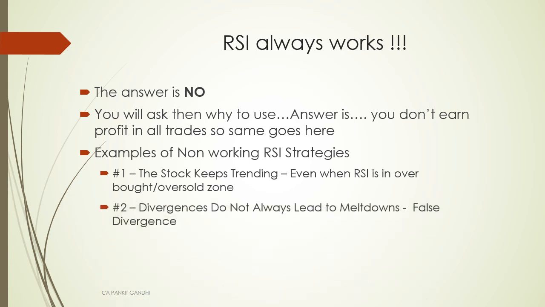There are many divergences, false divergences, I must say. The stock is going up and up and making higher highs. The RSI is saying that it is making a lower high, but still it didn't give a clear indicator of reversal and the stock went even higher.